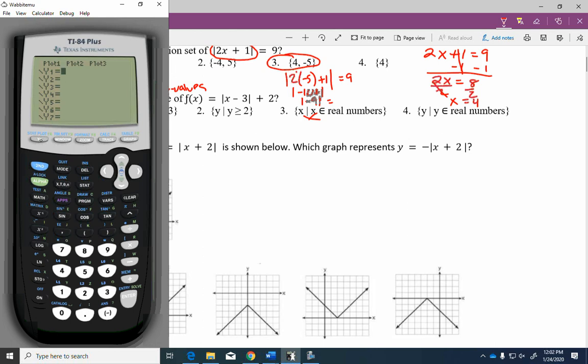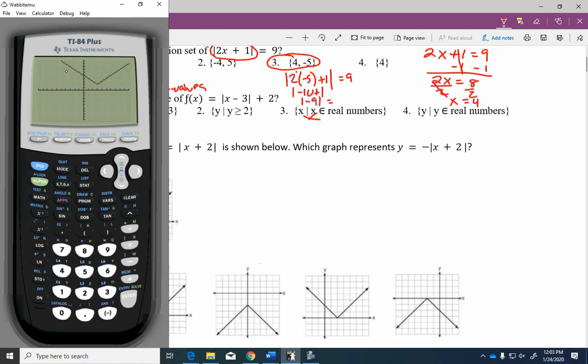In the y equals button, I could put the absolute value of x minus 3. Remember, my calculator is not as updated as yours. So mine says ABS. Yours will actually have the absolute value symbols. And then plus 2 on the outside. And if you want to just look at the graph, I suggest don't hit graph. Hit the zoom button. And then hit number 6, which is standard. So it gives you a standard graph.